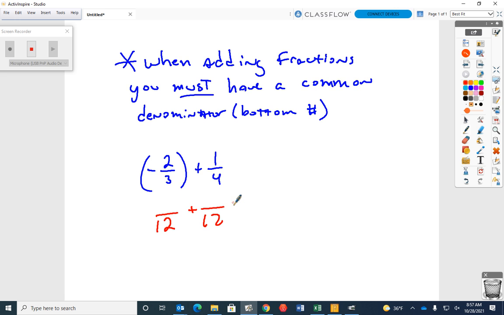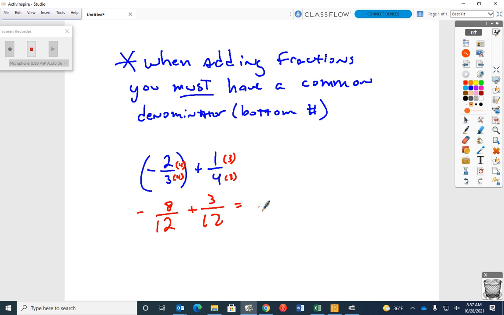Yes. Okay, now, this is negative. Is it going to change from a negative? It's going to stay negative, right? We're not changing the value, so I'm going to put this negative sign here. This one's positive. What did I do to 3 to get to 12? Times 4. So I'm going to put a little 4 right here. Now, if I change something on the bottom, I got to do the same thing to the top, right? So what's 2 times 4? 8. Now, what did I do to 4 to get to 12? 4 times what? 3. So I'm going to do the same thing up here. What's 1 times 3? 3.